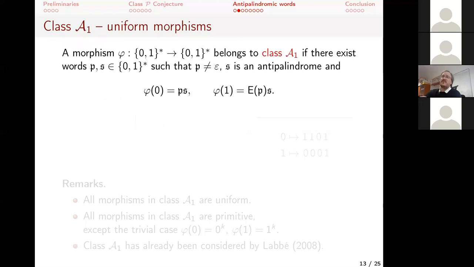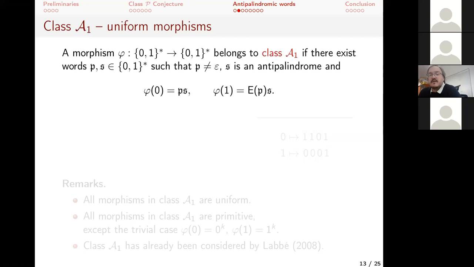So our first class, class A1, is the following. A morphism is said to belong to class A1 if there exist two words, P and S, such that P is non-empty and S is an antipalindrome, such that the image of 0 is P concatenated with S, and the image of 1 under this morphism phi is E of P concatenated with S.